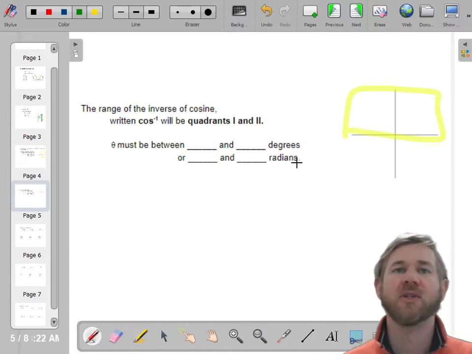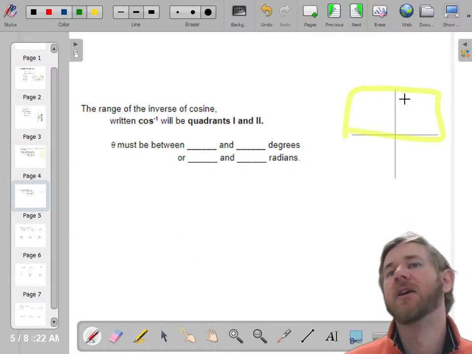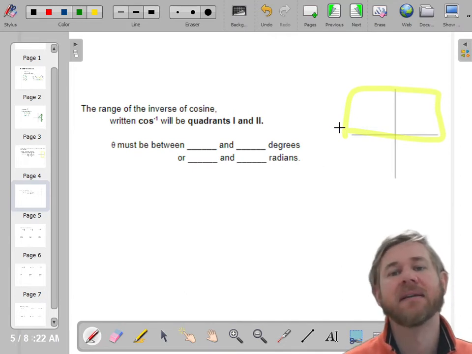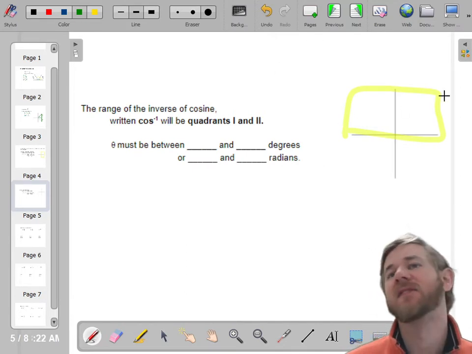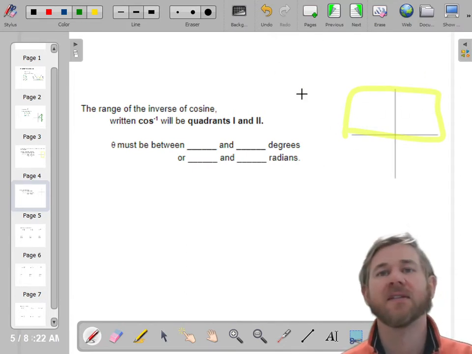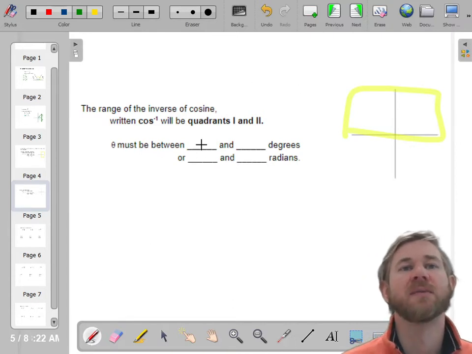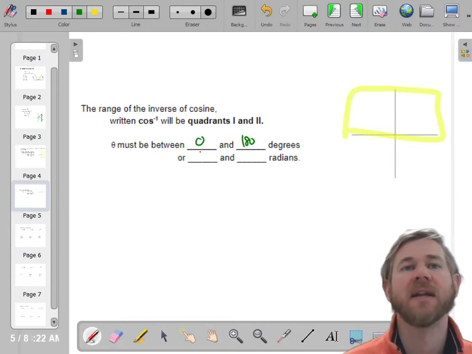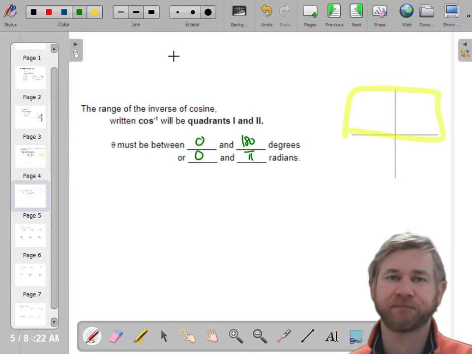So what we do here is we choose from quadrants 1 and 2. Here, x is positive. Here, x is negative. There's no choice. If it's positive, it's coming from the first quadrant. If it's negative, it's coming from the second quadrant. So that's between 0 and 180, which in radians is between 0 and pi.